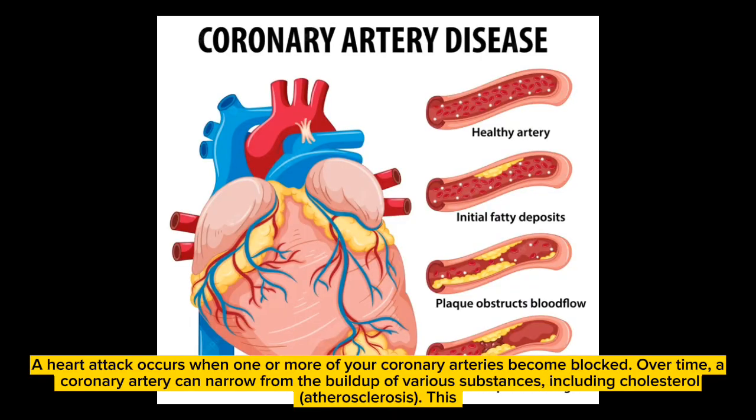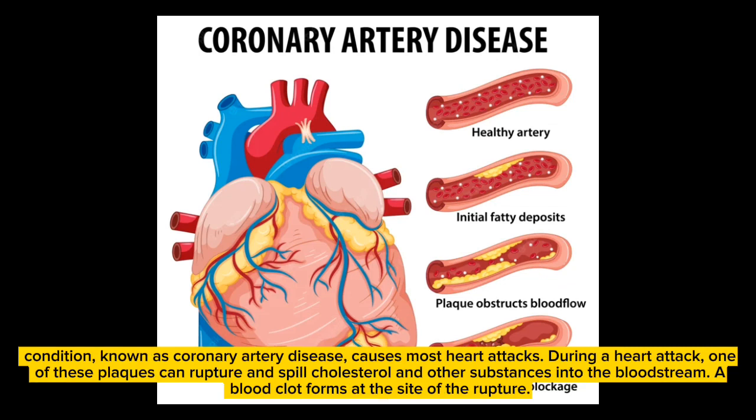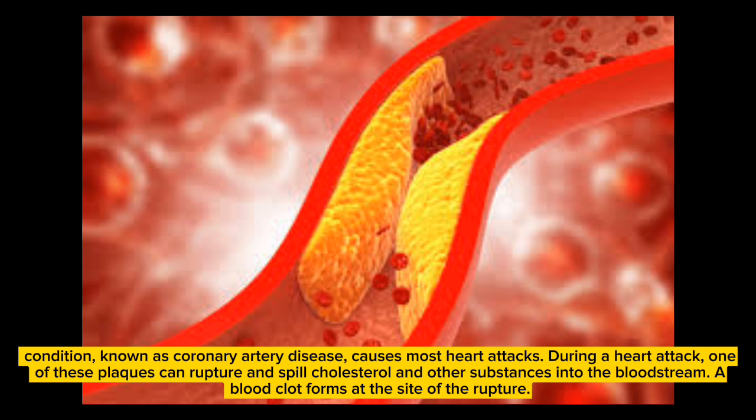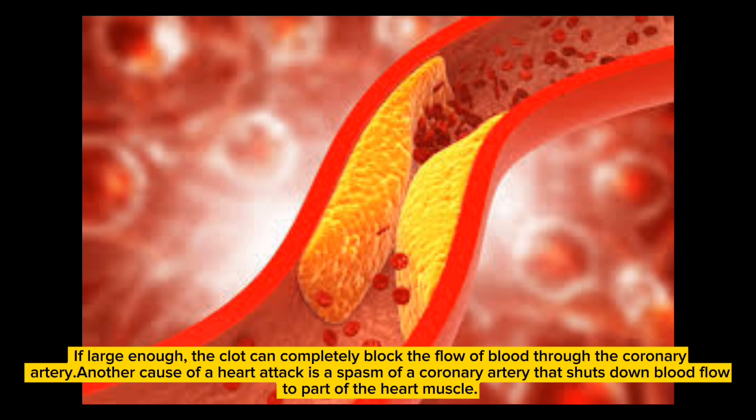Pathophysiology of myocardial infarction. A heart attack occurs when one or more of your coronary arteries become blocked. Over time, a coronary artery can narrow from the buildup of various substances, including cholesterol, atherosclerosis. This condition, known as coronary artery disease, causes most heart attacks. During a heart attack, one of these plaques can rupture and spill cholesterol and other substances into the bloodstream. A blood clot forms at the site of the rupture. If large enough, the clot can completely block the flow of blood through the coronary artery.